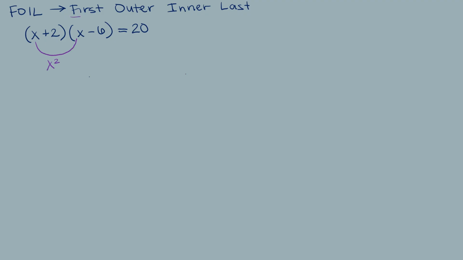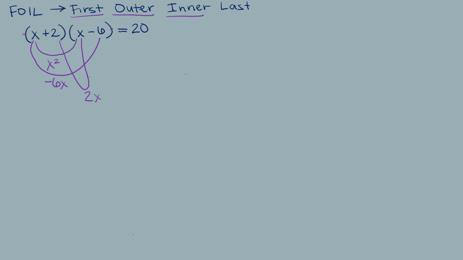And then we've done our first, and now we're going to do outer. So it's going to be these terms that are on the outer edge of the parentheses. So it's this x times the negative 6. So you're going to get negative 6x. And then we've done outer. Now we're going to do inner. So it's the ones on these inner parentheses right here. It's this 2 and this x. And when you're doing all of this, you're multiplying them. So we've multiplied x times x to get x squared. We multiplied x times negative 6 to get negative 6x. And now we're going to multiply this 2 and this x to get 2x.